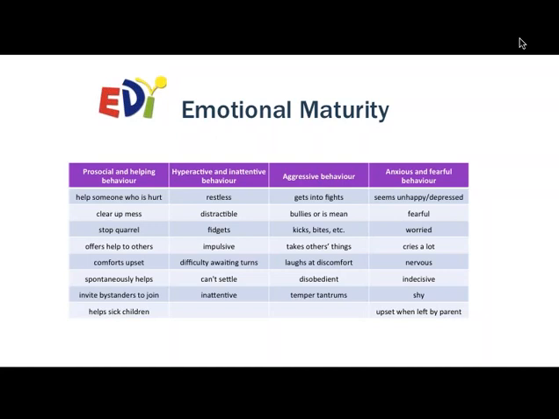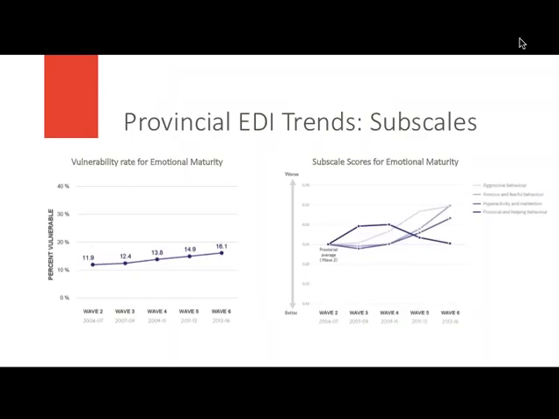Let's see if they all look the same in terms of what's happening in emotional maturity overall. As you can see on the left-hand side here, where we're looking at emotional maturity as an overall scale, this is the one where we've seen a steady rise over time from just under 12% to 16%. This is probably the one that's had the biggest increase of all the scales.